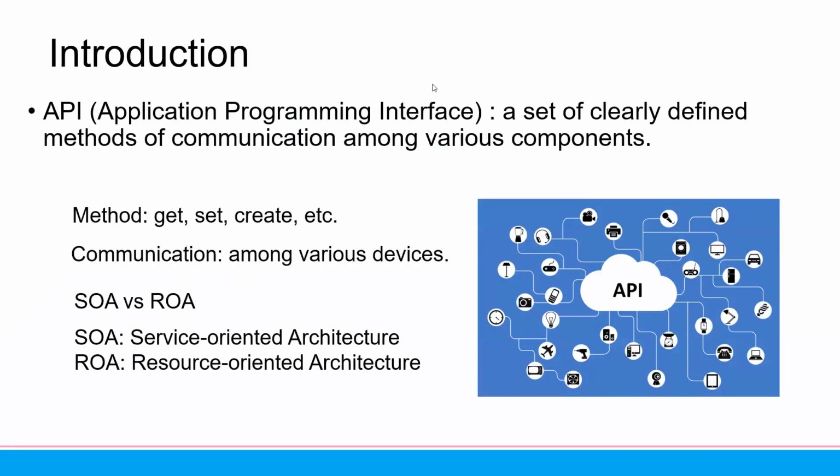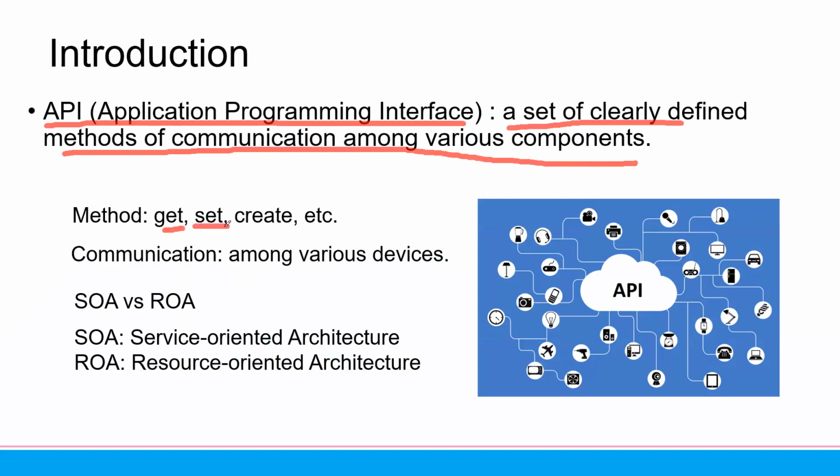We need to understand API. What is API? API is Application Programming Interface. So it is a set of clearly defined methods of communication among various components. It means when you have the API, you can share the link only, and then other people can use that API to get some data or to send some data, to create some data.